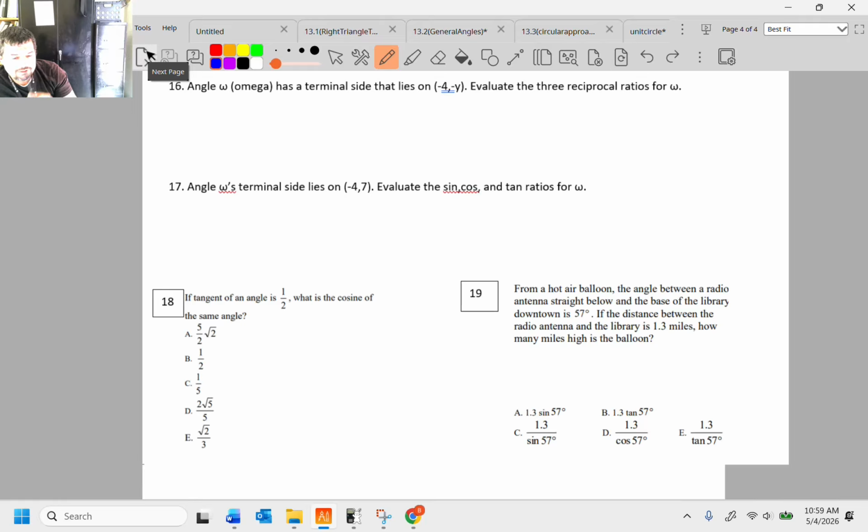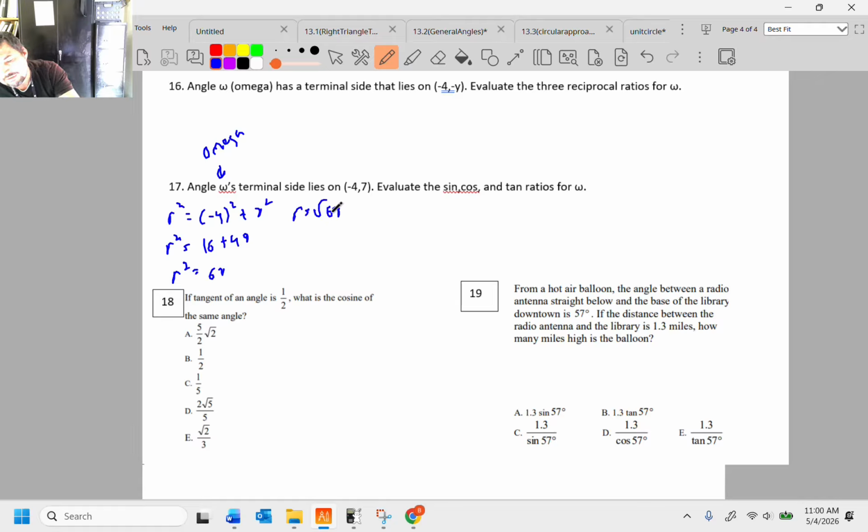Let's see, number 17. This is the Greek letter omega. Angle omega's terminal side lies on (-4, 7). Evaluate the sine, cosine, and tangent ratios. All you got to do is figure out your radius. R squared is negative 4 squared plus 7 squared. R squared is 16 plus 49. 16 and 49 makes 67. R squared is 67, so R is root 67.